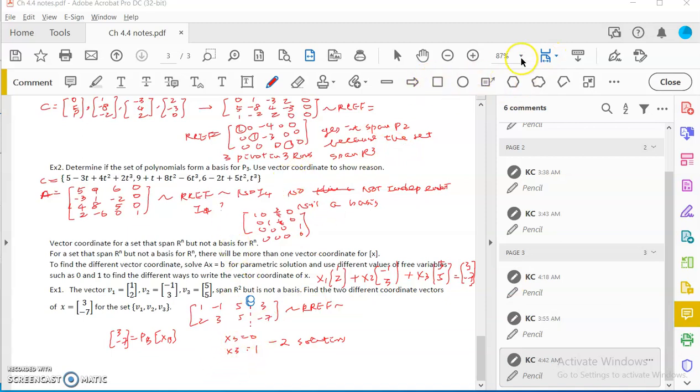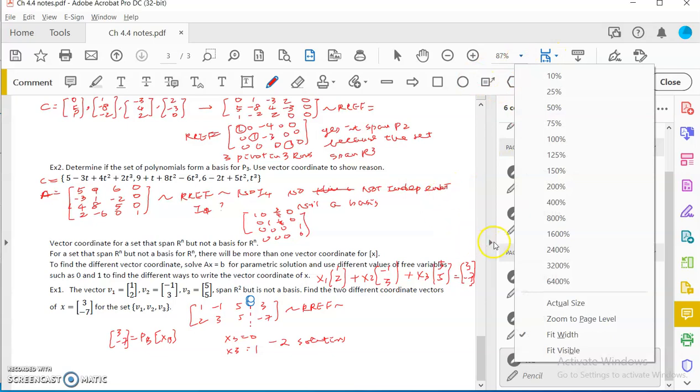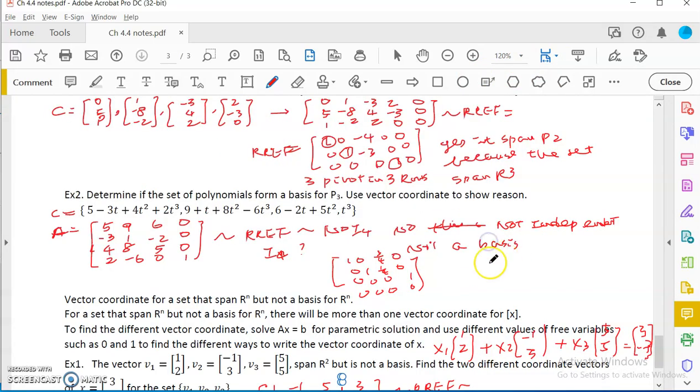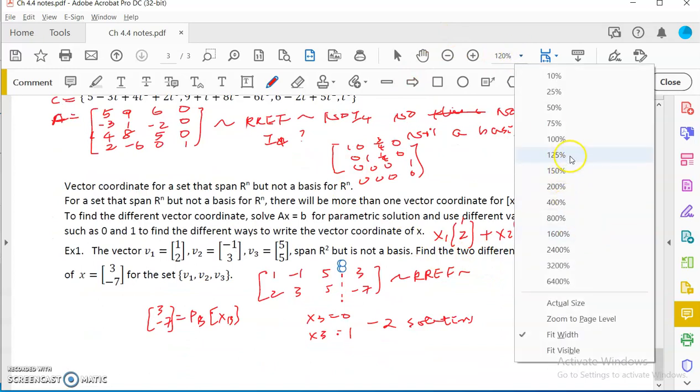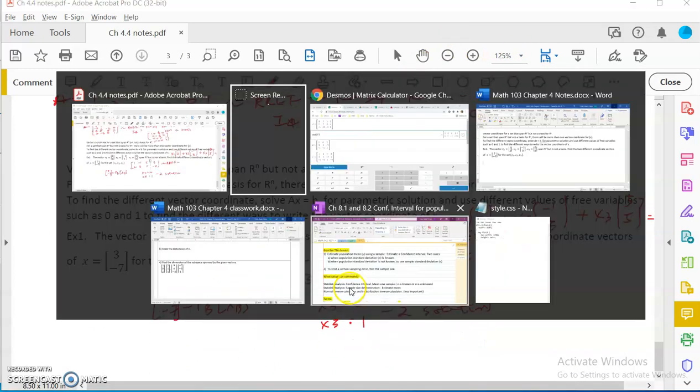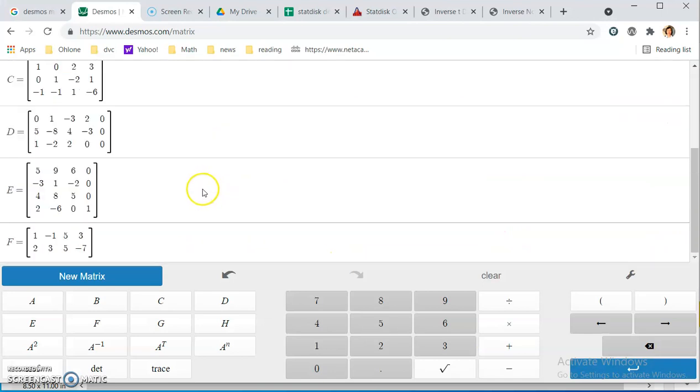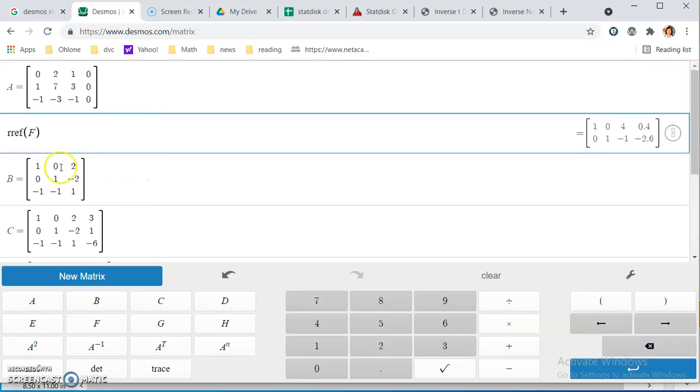Oh, this is really small. Let me make it bigger. Sorry, it was really small. So let's change to the matrix calculator, and I already entered the augmented matrix in F: 1, 2, -1, 3, 5, 5, 3, -7. When I do the reduced row echelon form, it becomes 1, 0, 4, 0.4, 0, 1, -1, -2.6.